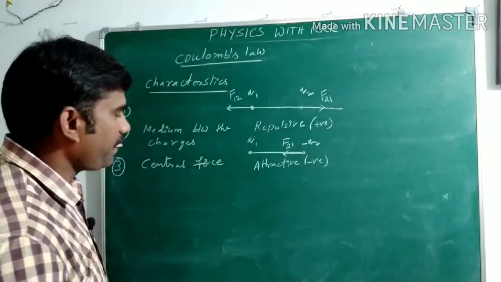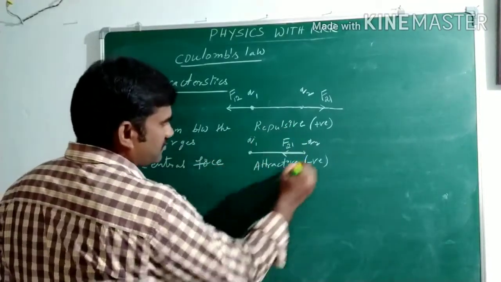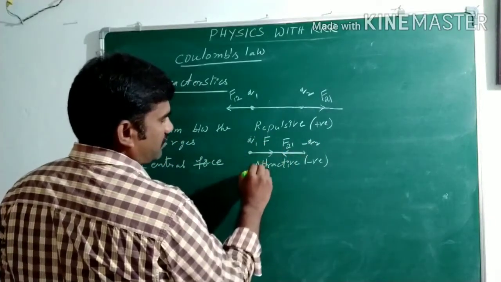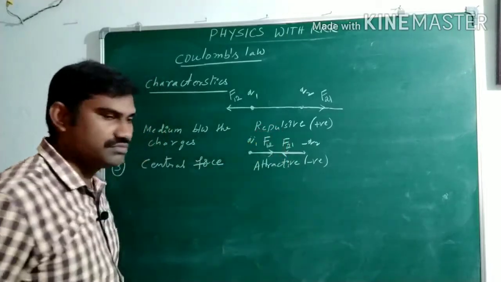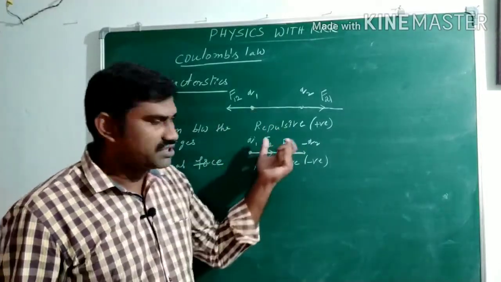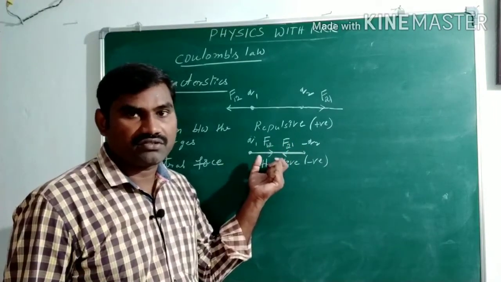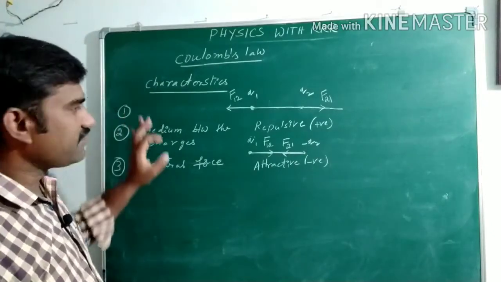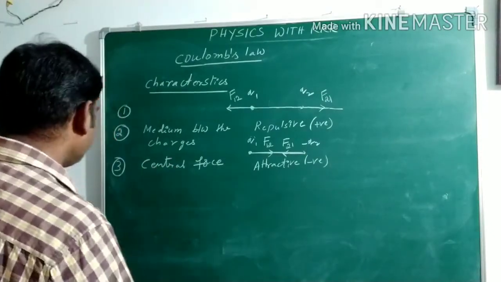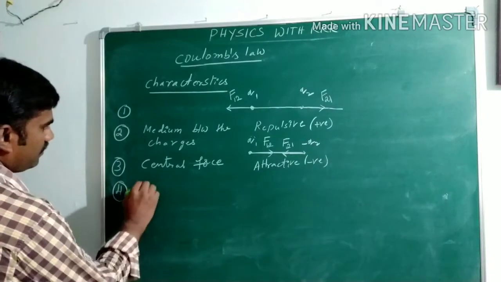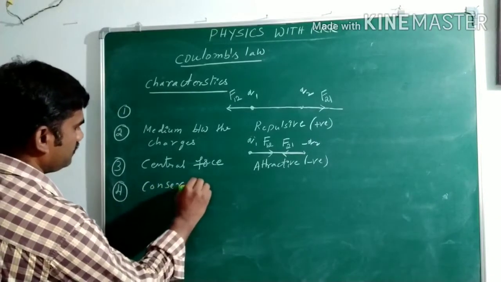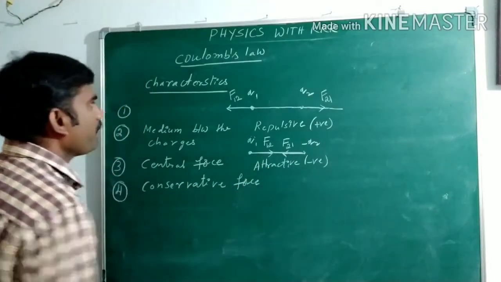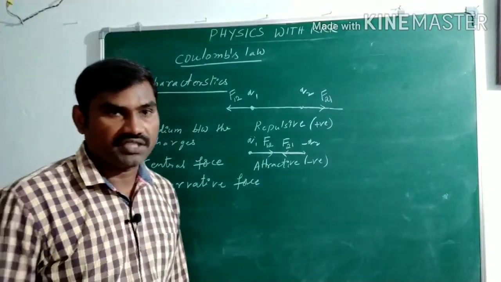Whereas in this case, this charge will attract this in this direction. So this is the direction of force on 1 due to 2. Now this force is always acting along the line joining the centers of the two charges, that is called a central force. So electrostatic force is a central force. Fourth one, electrostatic force is a conservative force.